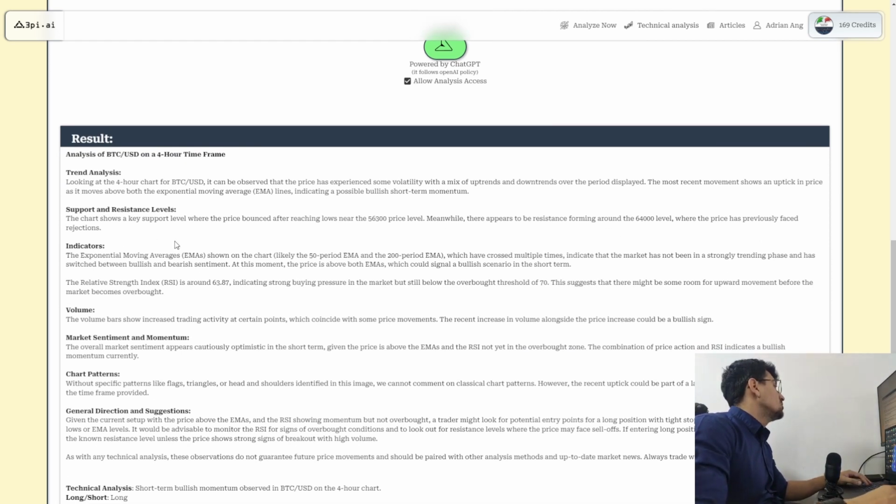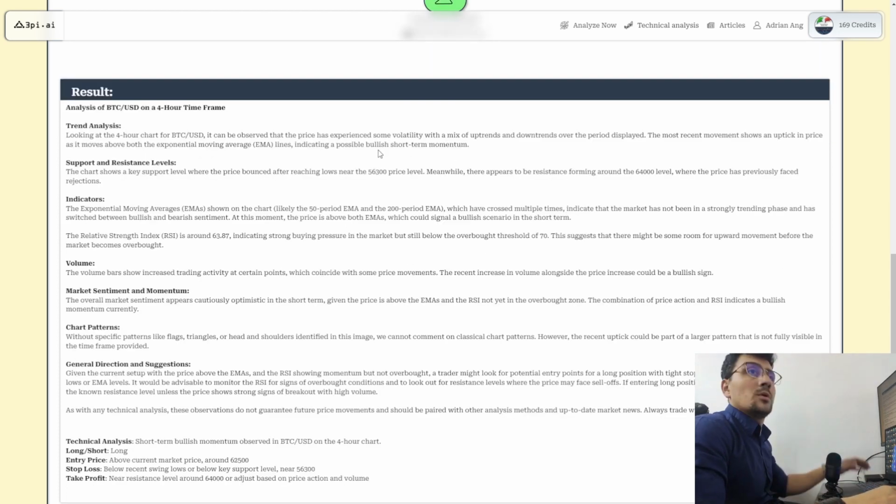So, looking at the 4 hours chart Bitcoin USD, it can be observed that the price has experienced some volatility with a mix of uptrends and downtrends over the period displayed. The most recent movement shows an uptick in price as it moves above both the exponential moving average lines, indicating a possible bullish short-term momentum. I'll put this on my other screen, and here I'll have the chart, so to explain what it says, talking on the chart itself while reading.